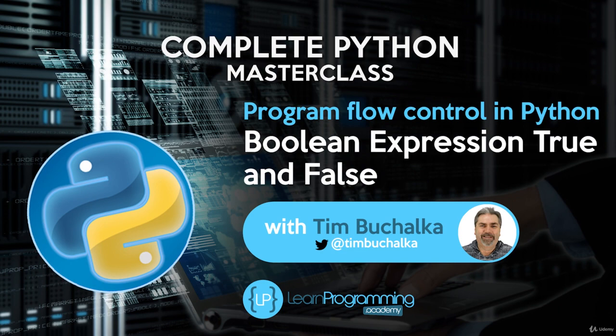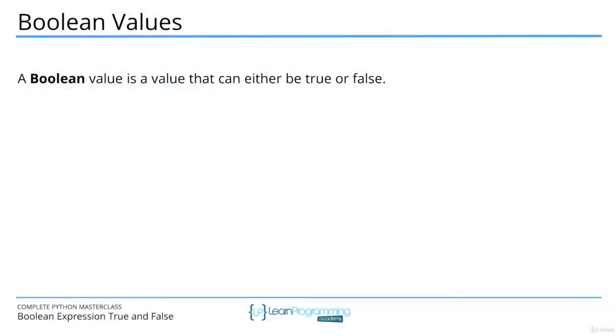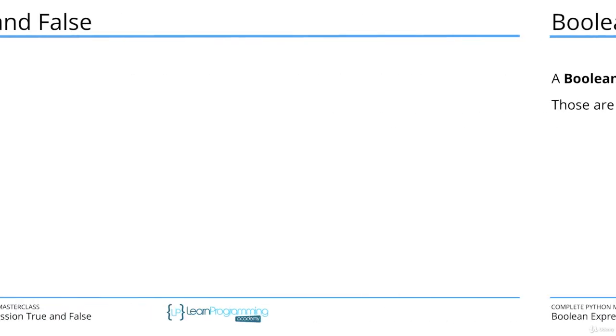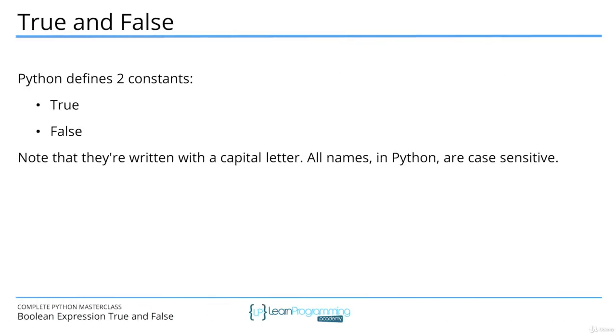Let's talk about Boolean expressions, true or false. A Boolean value is a value that can either be true or false. There are only two values that a Boolean can have. Python defines two constants, True and False. Note that they're written with a capital letter. All names in Python are case sensitive, so True has a capital T and False has a capital F.